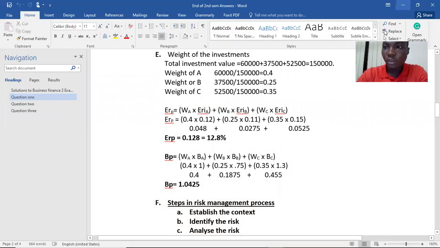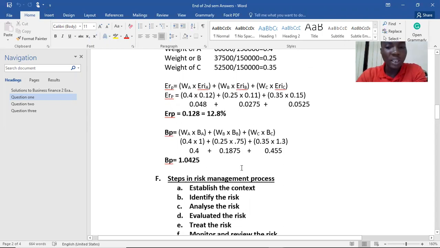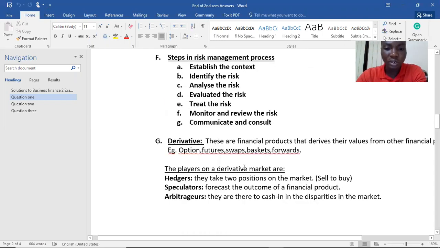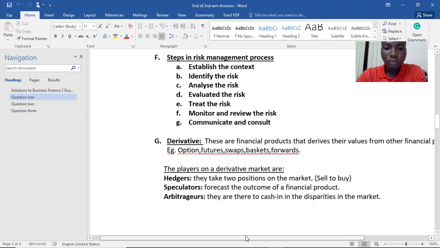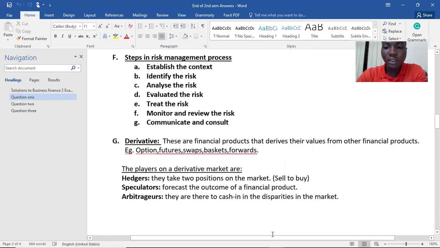Derivatives are investment variables that derive their values from other investment variables. Derivatives are financial products that derive their values from other financial products. Examples are options, futures, swaps, baskets, forwards. And the players on the derivative market are hedgers, speculators, and arbitrageurs.